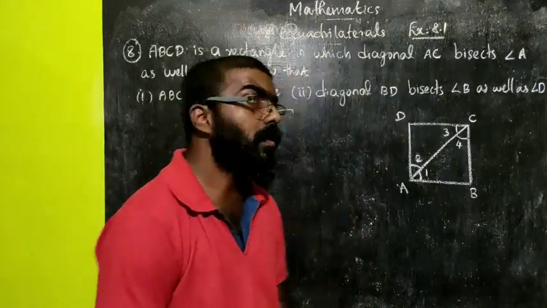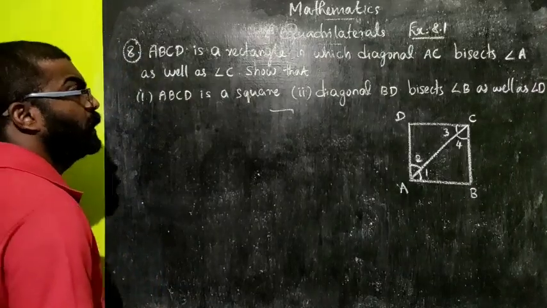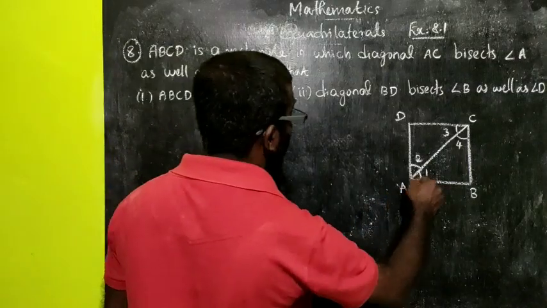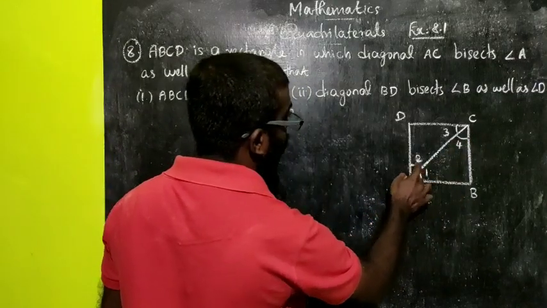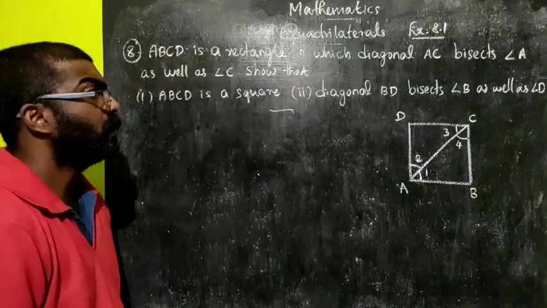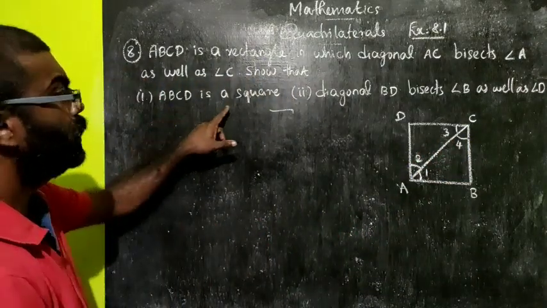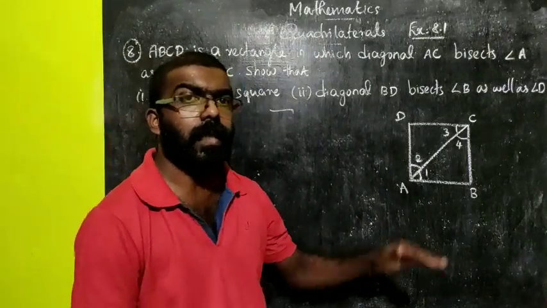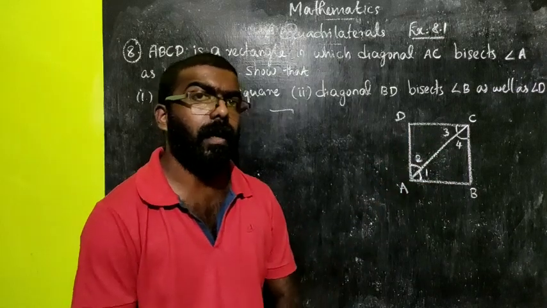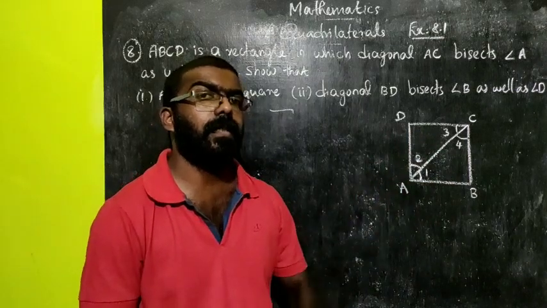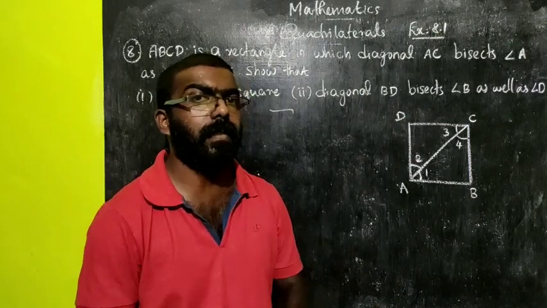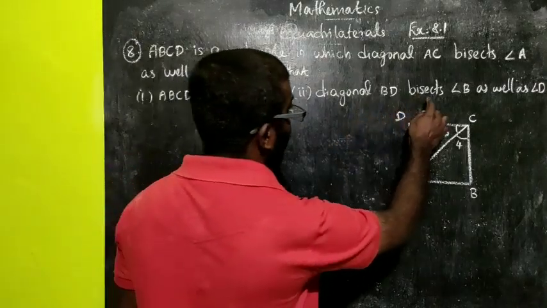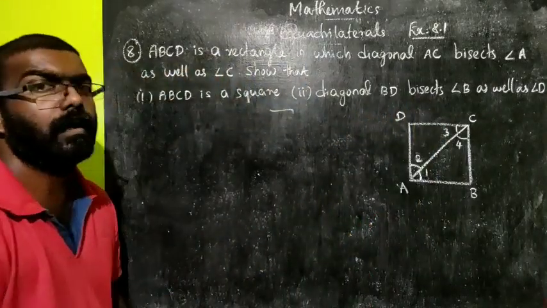Now we move on to question number 8. ABCD is a rectangle in which the diagonal AC bisects angle A as well as angle C. So angle 1 equal to angle 2 and angle 3 equal to angle 4. Show that first one, ABCD is a square. Now it is a rectangle. We have to prove it is a square. Rectangle means opposite sides are equal and all angles 90 degrees. So if adjacent sides are also equal, then what we can conclude? It is a square. And the second part is diagonal BD bisects angle B as well as angle D.